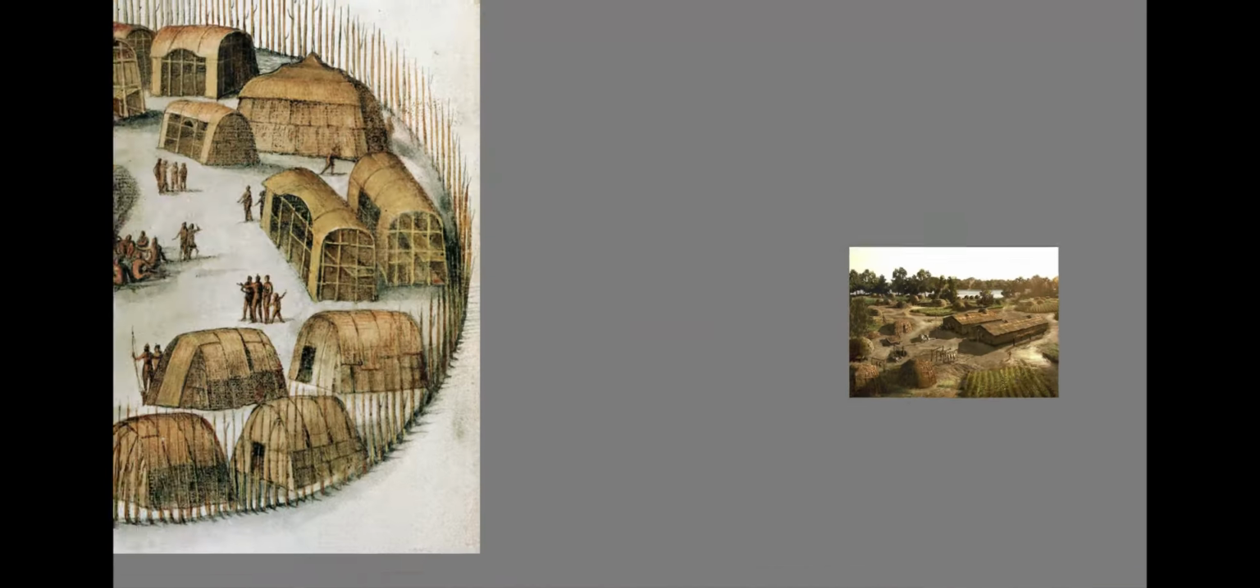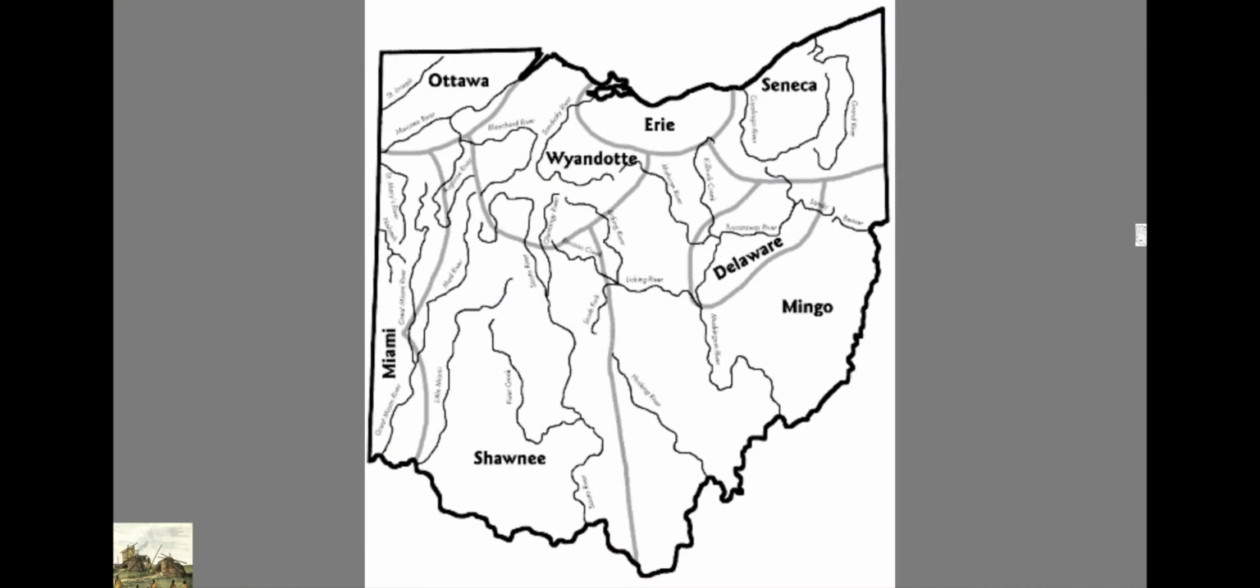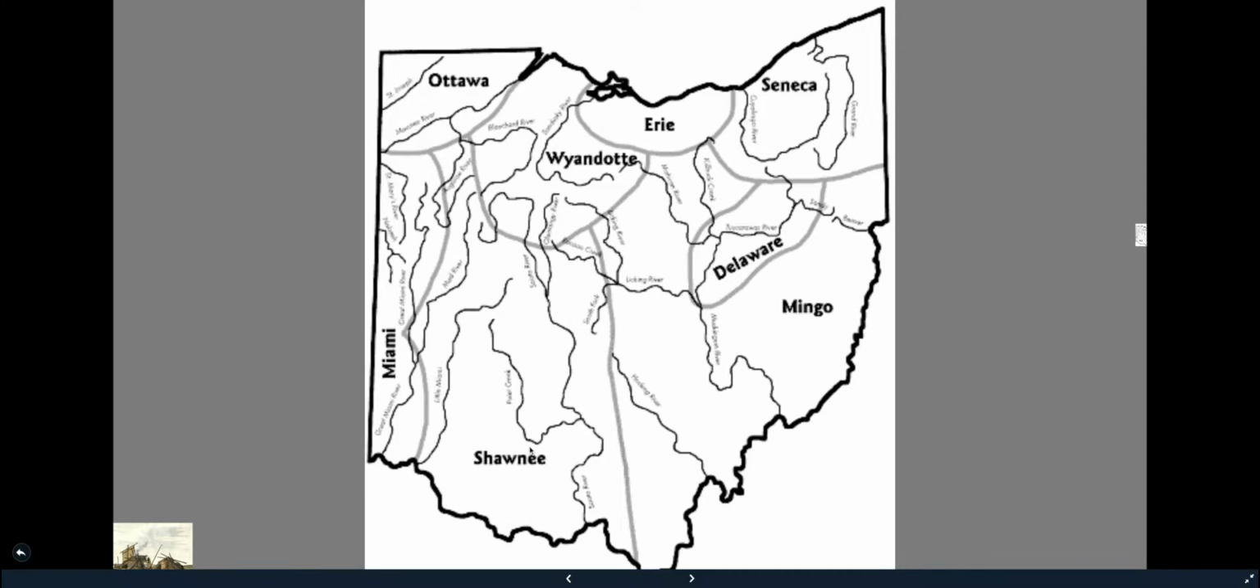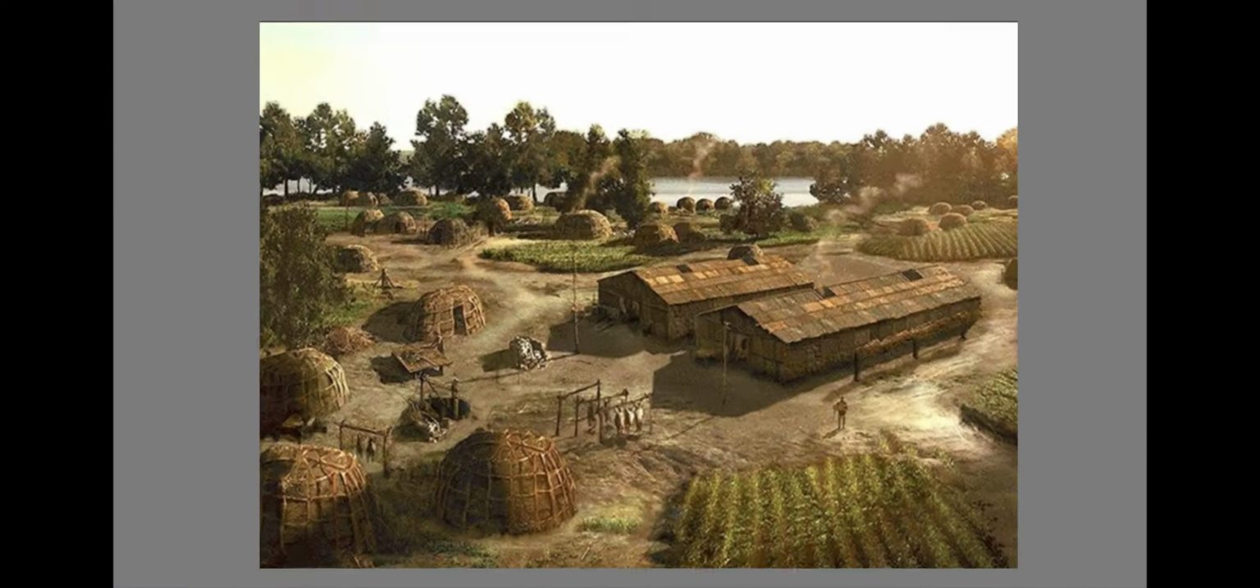So I want to come back to this map real quick. Take a look at this map. It's going to be important because the tribes, the nations we're going to be talking about right now are the Shawnee and the Miami. Okay. So these nations right here are going to be really important. All right. Moving on.